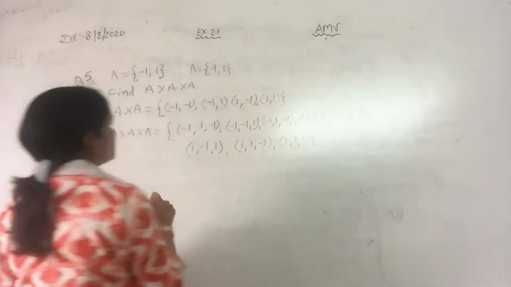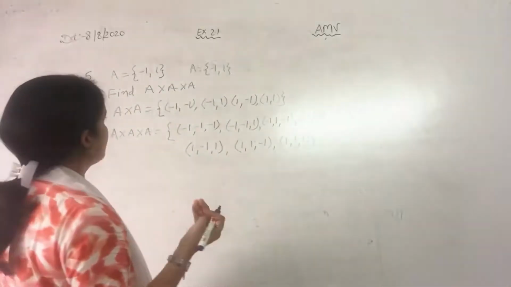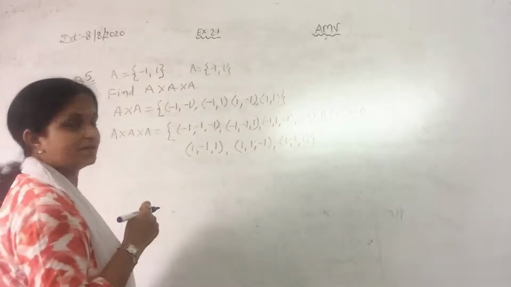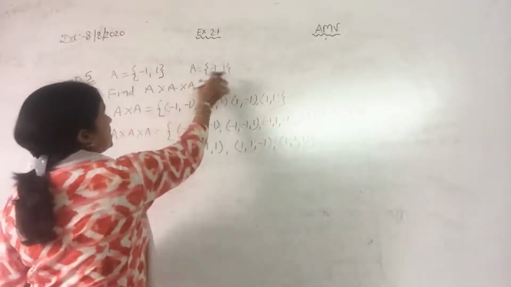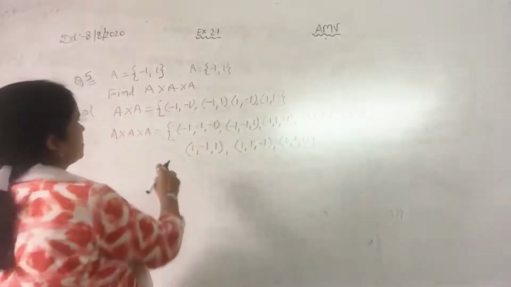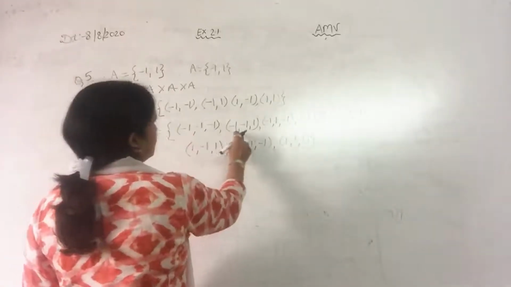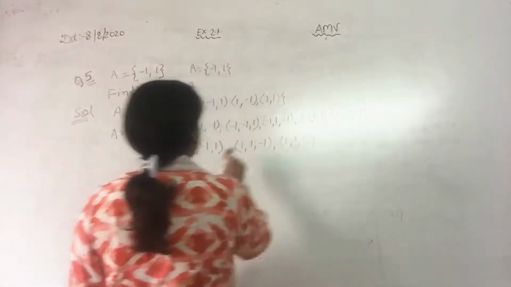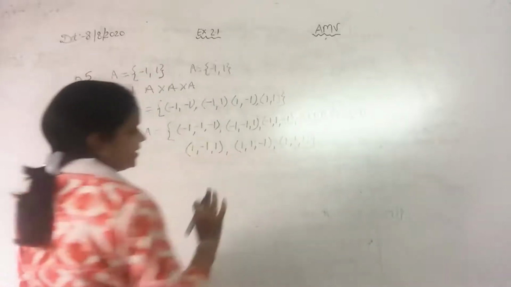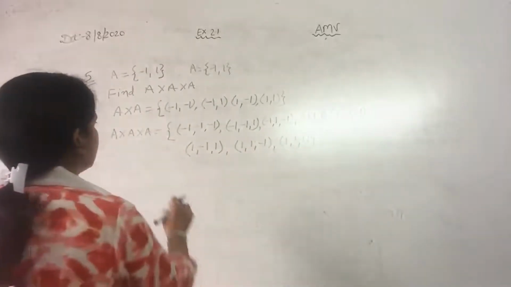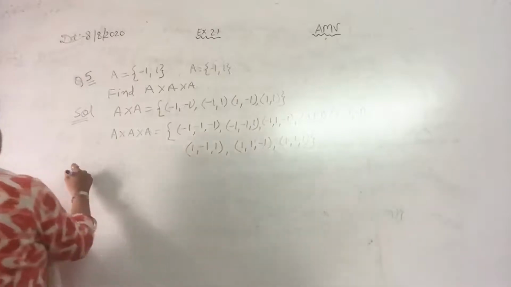Now count the elements. How many elements must be here? A has 2 elements only. Okay, so 2 into 2 into 2 means 8. So 1, 2, 3, 4, 5, 6, 7, 8 elements. Okay students, and this is the answer.